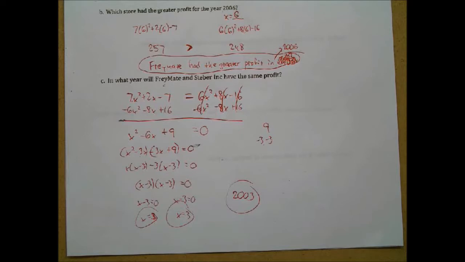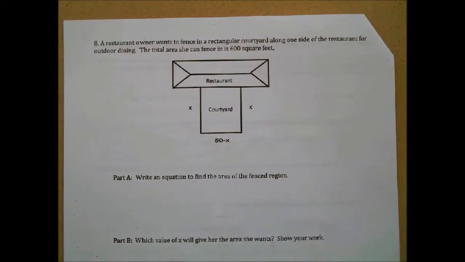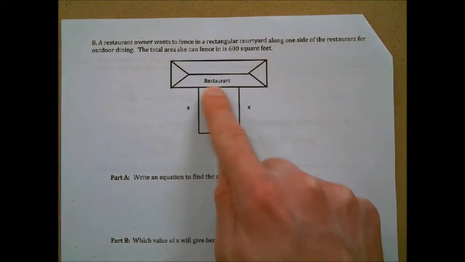Read through that problem right there. Number 8 says a restaurant owner wants to fence in a rectangular courtyard along one side of the restaurant for outdoor dining. The total area that she can fence in is 600 square feet. Okay? So, how many sides of the courtyard are going to have fence? Three. Only 3. Because the fourth side is going to have the restaurant. Okay, it won't need fencing there.